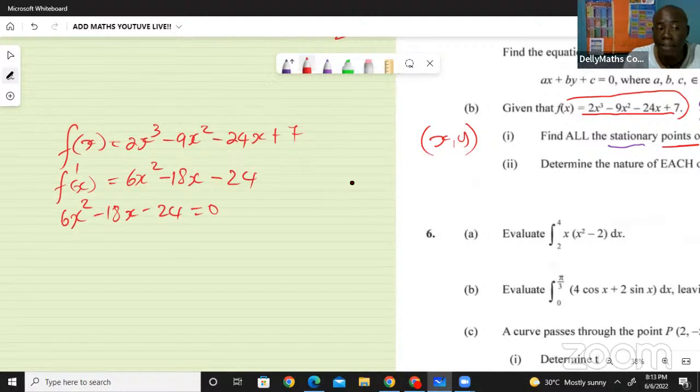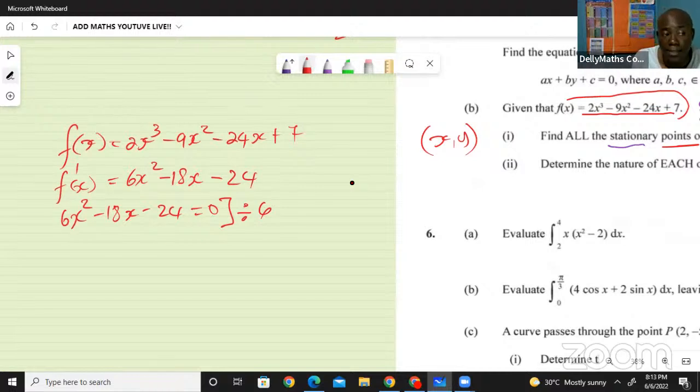I'm trying to find the values when my thing is stationary. So stationary means that your gradient is 0. Please remember that. So gradient is 0 here. But guys, these numbers are nice, so I'm going to divide all of this by 6. You can manipulate the thing to get smaller numbers to work with. It's fine. It's the same answer.